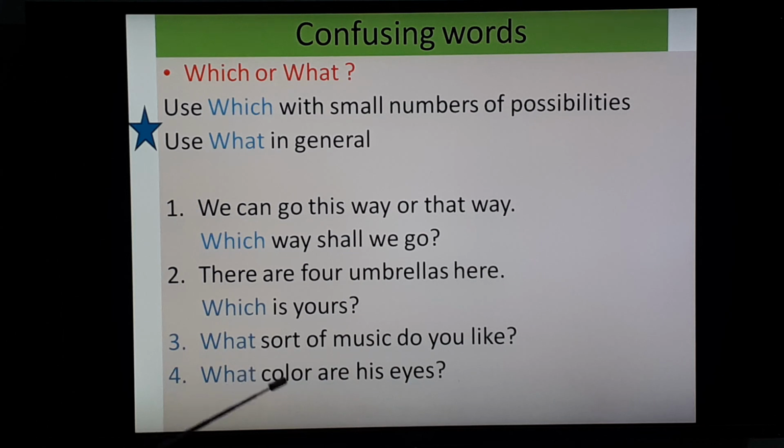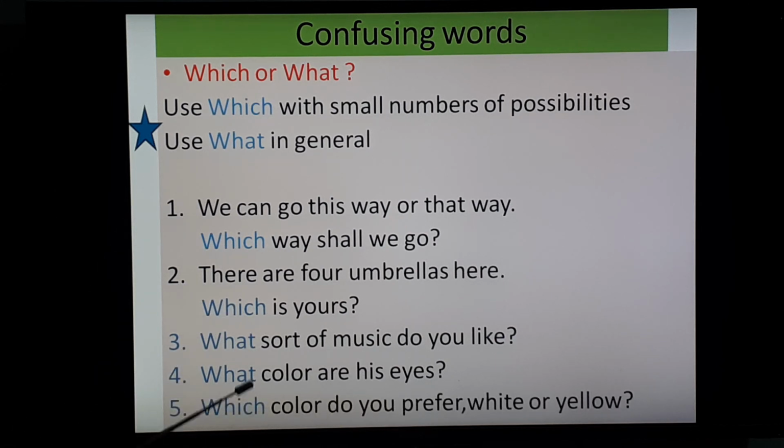Same way, what color are his eyes? So it is a vast area. It is in general, this color. That is why you have to ask the question with what and not with which. Which color do you prefer? White or yellow? So here which is mentioned. It is also about color, but a choice is given, white or yellow. So limited numbers, small numbers. That is why which is used and not what.